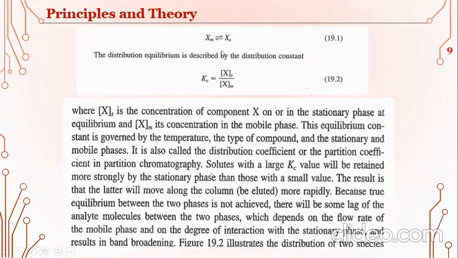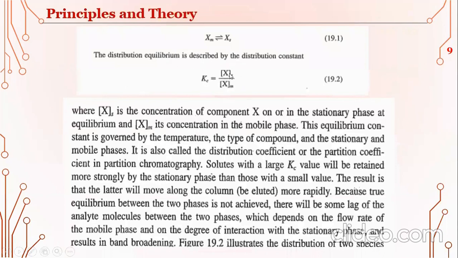So the distribution equilibrium is described by the distribution constant. This distribution constant is the concentration in the stationary phase over the concentration in the mobile phase, where Xs is the concentration of the component X in the stationary phase, and Xm is the concentration in the mobile phase at equilibrium. And this equilibrium constant is governed by the temperature.